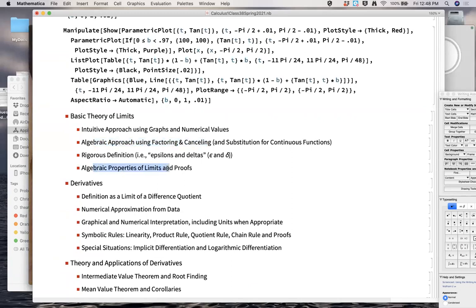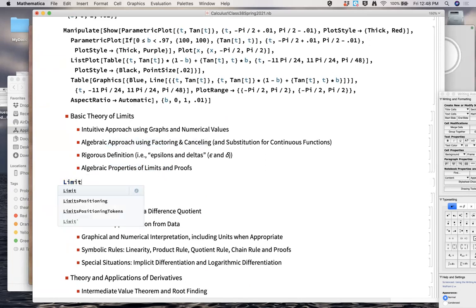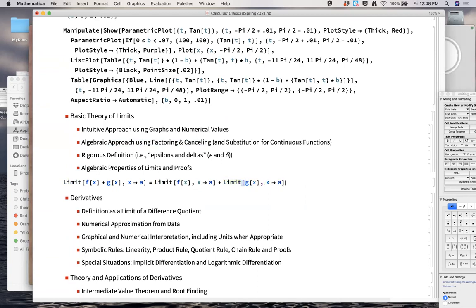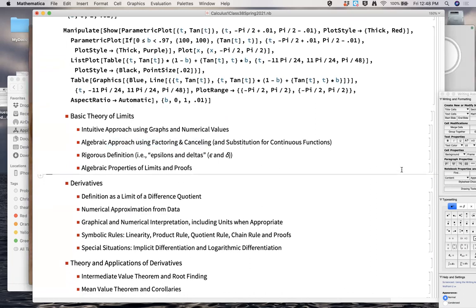And ultimately, we also used algebraic properties like the limit of a sum, limit of f of x plus g of x as x approaches some number a is equal to the limit of the first function as x approaches a plus the limit of the second function as x approaches a, assuming these limits exist. Okay, I'm not going to enter this because I haven't defined f and g here, but that was a very useful property for us in also proving things about derivatives.